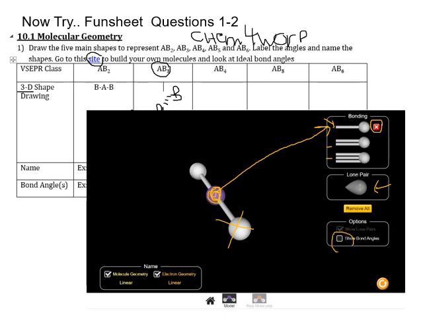So what you can also do is show bond angles, and that gives you an idea of what the bond angles are, because remember, you're going to do that over here. And then if you look right down here, if you have both of these checked, it will give you the molecular geometry, as well as the electron geometry, which is what we were covering before. So this is a great way to check your work and see if you understand how to draw and know the bond angles for these different molecular shapes.